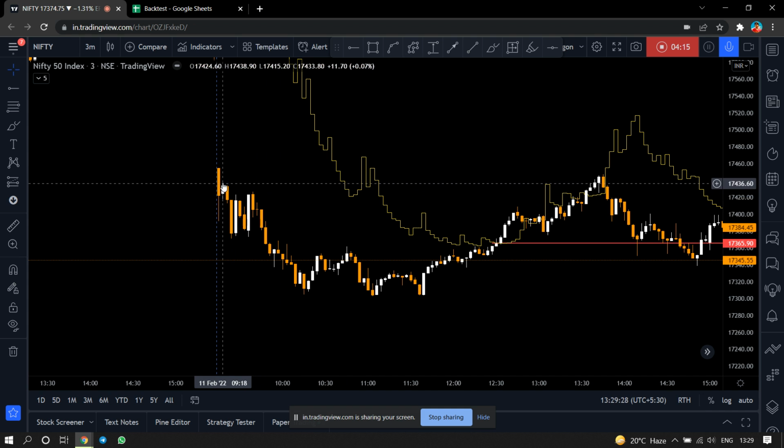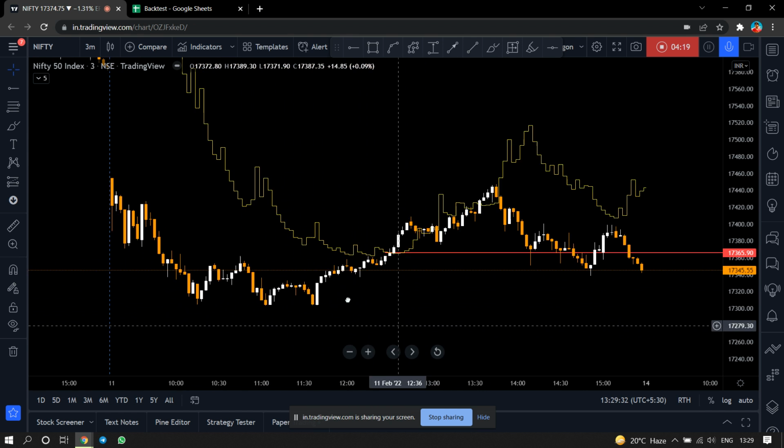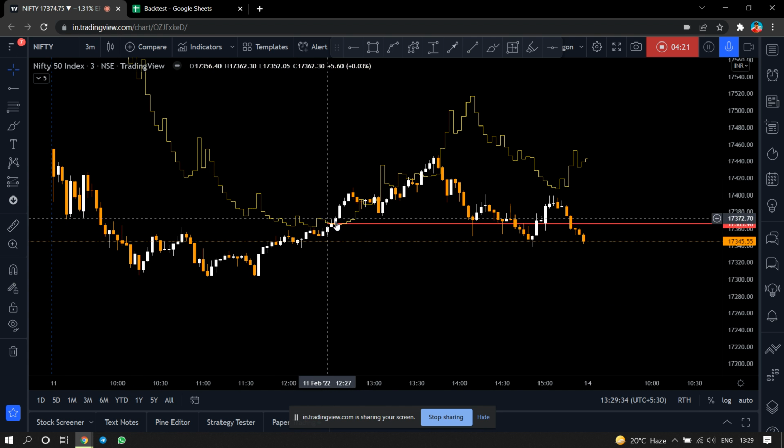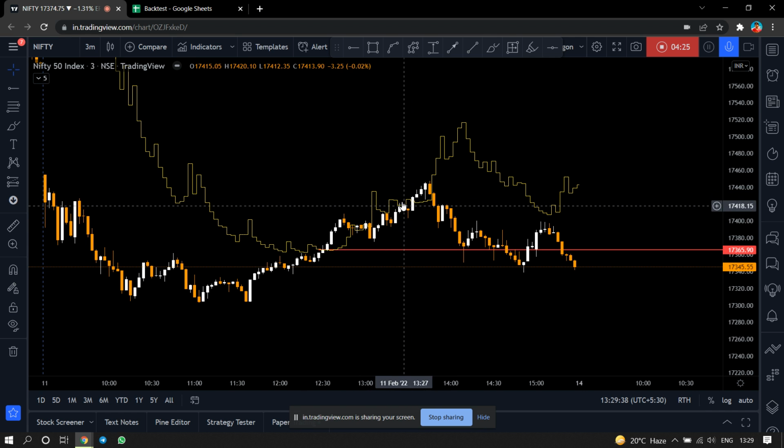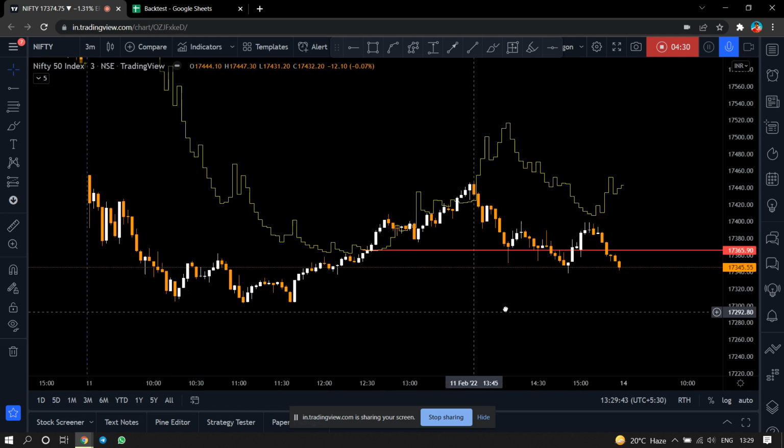Okay, on 11th Feb the trading started here. The Nifty price went below and then tried to intersect. So we are looking at essentially the first intersection, and after that you will see that a lot of other intersections happened, but we'll completely ignore them. We are just concerned with the first intersection.